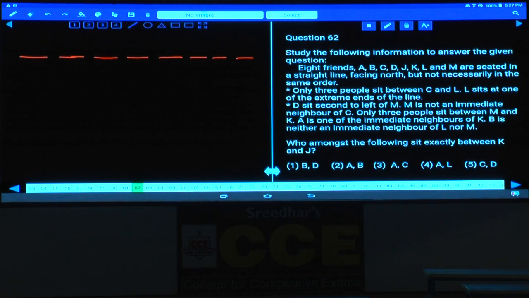are seated in a straight line facing north. All the persons are facing towards north is given. Only 3 people between C and L. L sits at one of the extreme ends of the line. As L sits at one of the extreme ends of the line, how many possibilities do we have? We have some 2 possible. L can be here, or what is the other possibility here?